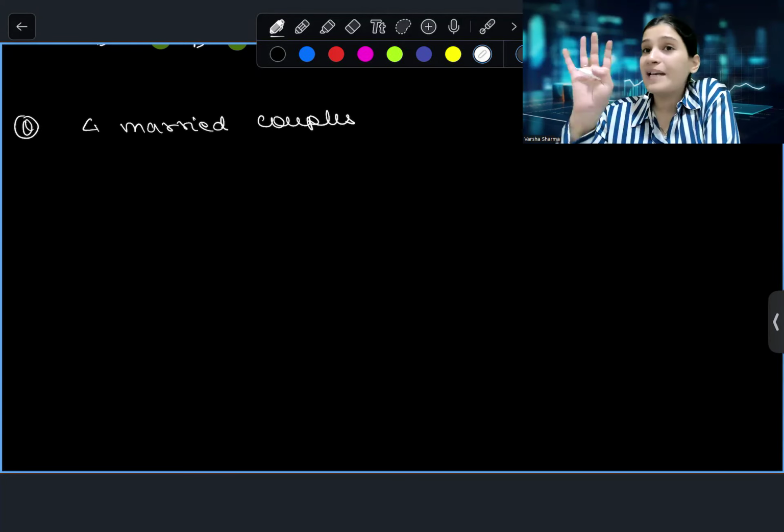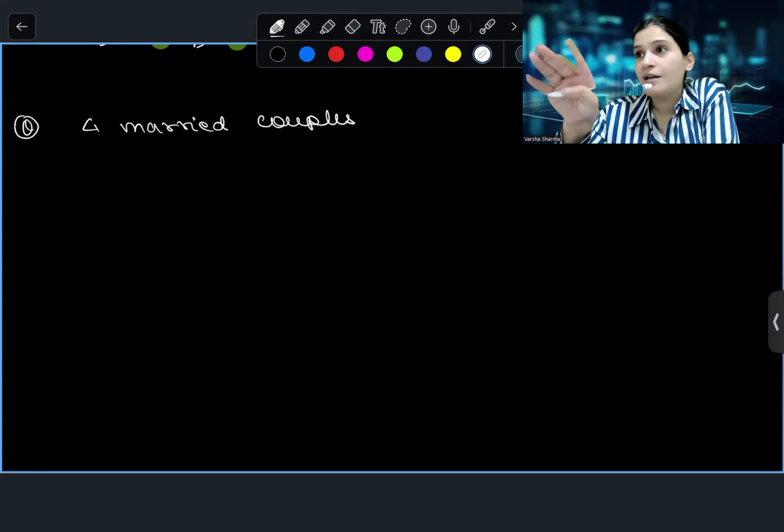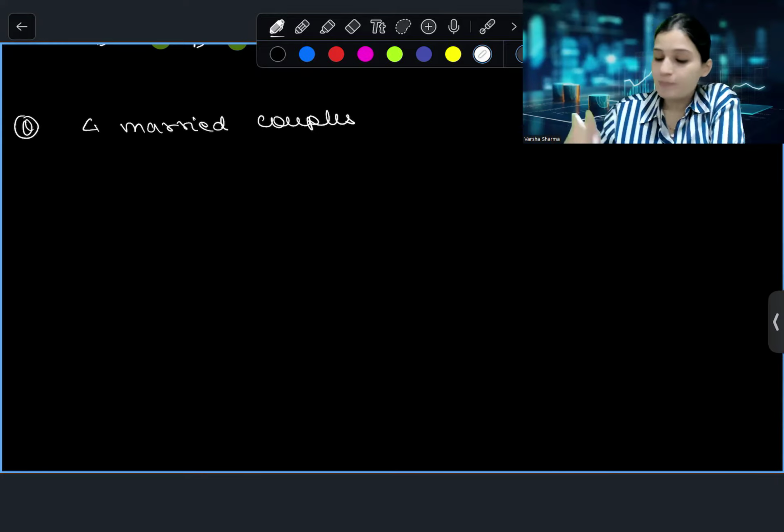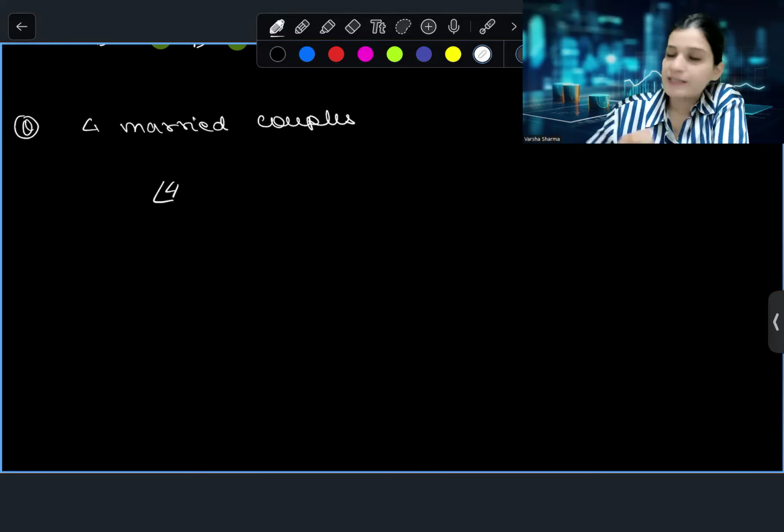So 4 couples, that means 8 people, 4 husbands, 4 wives, but the couples cannot stay away from each other. So husband, wife, one bundle. Again, husband, wife, another bundle. So consider them as 4 bundles. 4 bundles can arrange among themselves in 4 factorial ways.